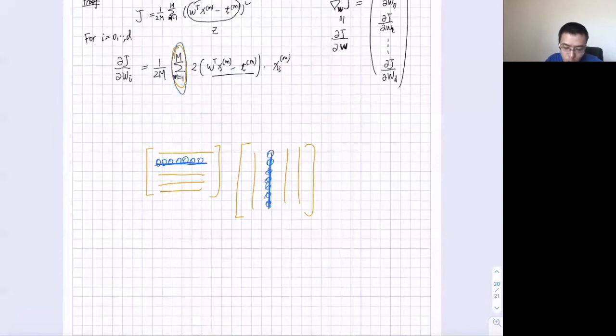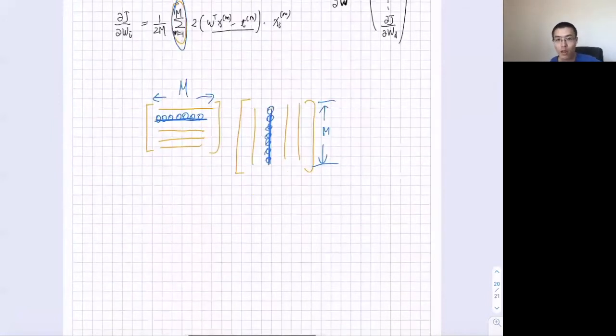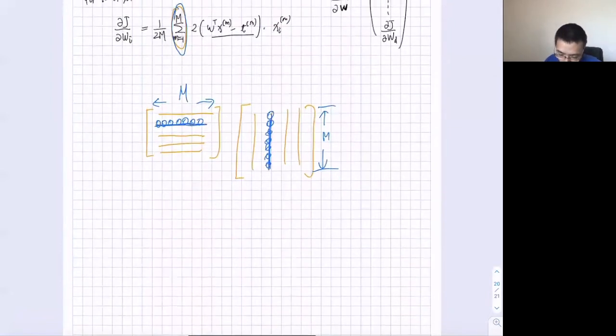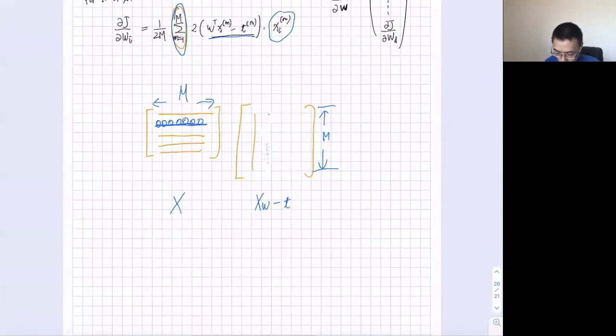And here, my summation is over m, so it's wise to put m in this axis and to also put m in that axis, right? It's a very natural thing. So with this in mind, why not put my design matrix as this and my predicted value minus t, okay, as a vector, which is also a matrix, but a single column matrix.